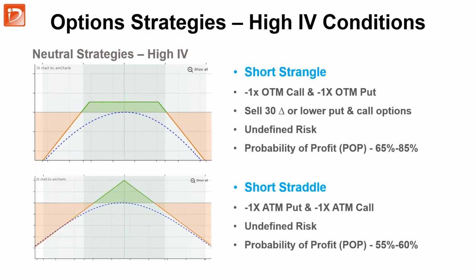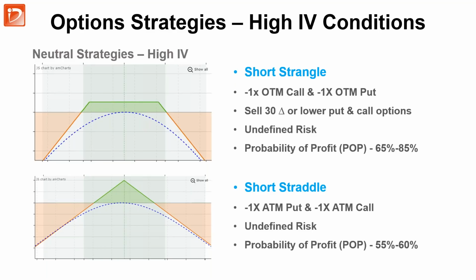Now coming to neutral strategies, and this most of you might have been using in your trading, is a short strangle. It is a non-directional strategy and a delta neutral strategy. You sell one out of the money call and one out of the money put. Should be around selling the 30 delta or less than that, put and call options. And it's an undefined risk strategy, and probability of profit is around 65 to 85%, depending on the strikes that you choose.